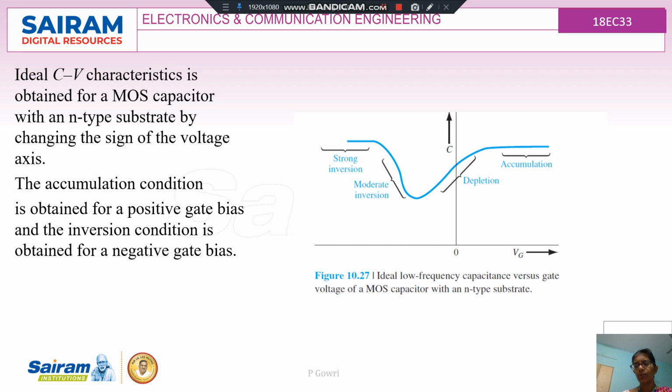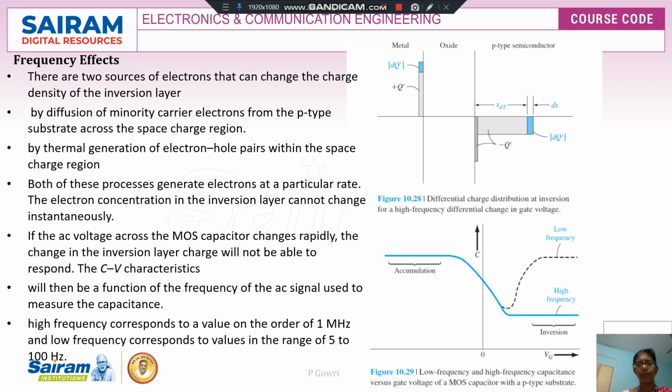Coming to the frequency effects, there are two sources of electrons that can change the charge density of the inversion layer. The inversion layer which is formed is due to two processes: one is diffusion of minority carrier electrons from the p-type substrate across the space charge region, and the other is thermal generation of electron-hole pairs within the space charge region. Both these processes generate electrons at a particular rate.